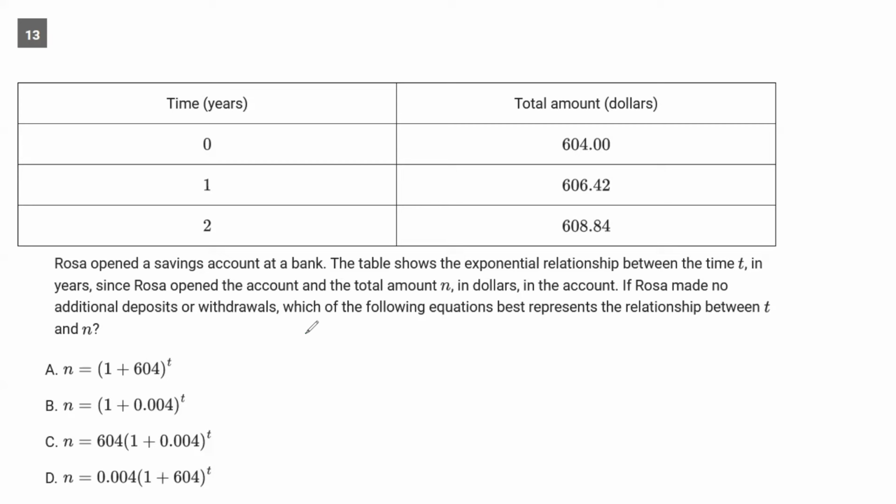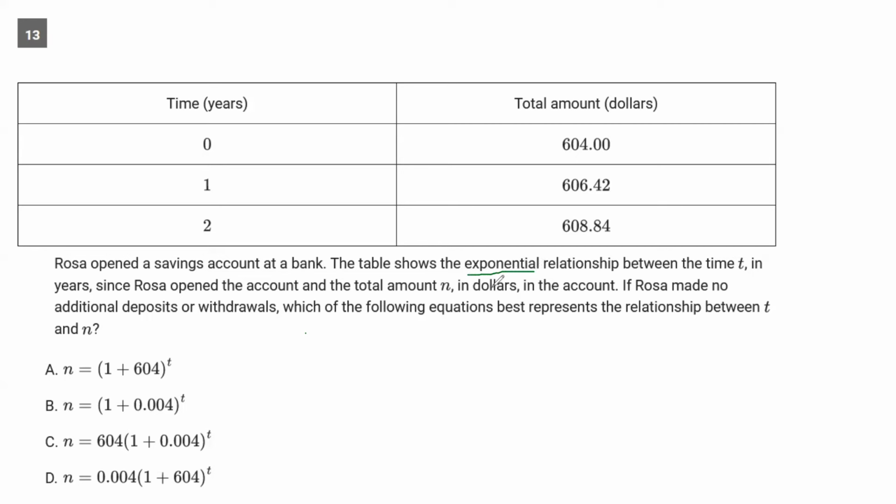Okay, so this one is a great one where you don't actually have to do the math. Rosa opened a savings account at a bank. The table shows the exponential relationship between the time t in years since Rosa opened the account and the total amount n in dollars in the account. If Rosa made no additional deposits or withdrawals, which of the following equations best represents the relationship between t and n? Okay, so this is an exponential relationship.